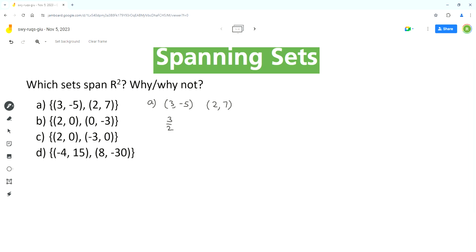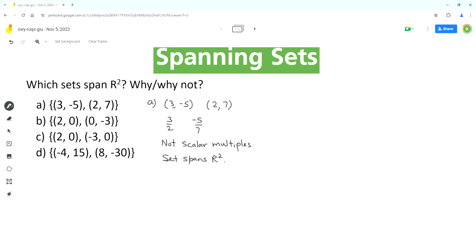Now we can divide their y components, and we cannot reduce this fraction. In this case, we got different results when we divided their x and y components. That means these vectors are not scalar multiples of each other. So the conclusion is that this set spans R squared. This should be the final answer for part A.